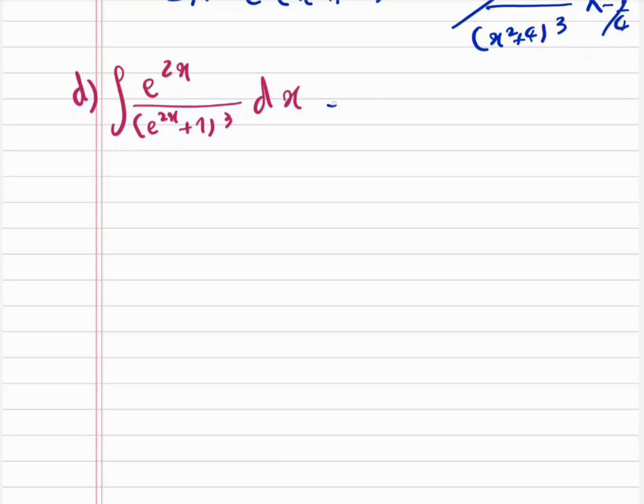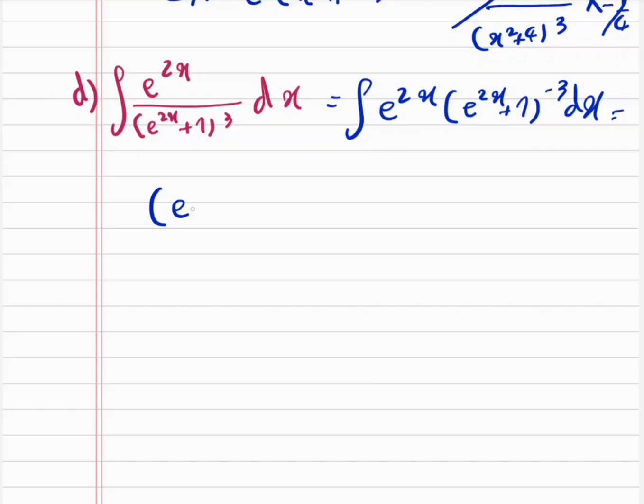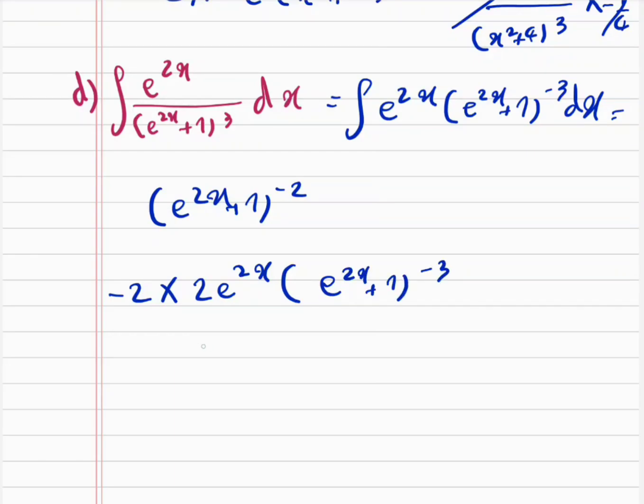So again, we rewrite this as e to the 2x times (e to the 2x plus 1) to the power of minus 3 dx. Now the guess is (e to the 2x plus 1), and we always add 1 to the power, so to the power of minus 2. Now let's differentiate this. We'll have minus 2 times 2e to the power of 2x and then (e to the 2x plus 1) to the power of minus 3, which is minus 4e to the 2x over (e to the 2x plus 1) cubed.